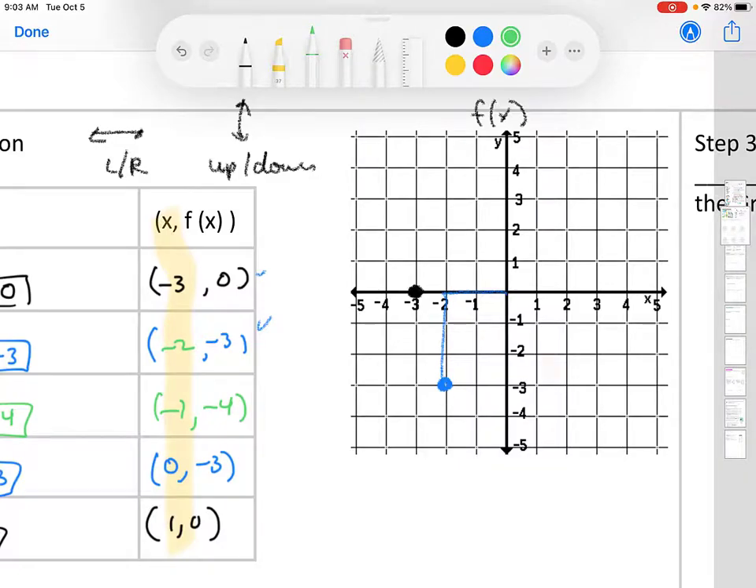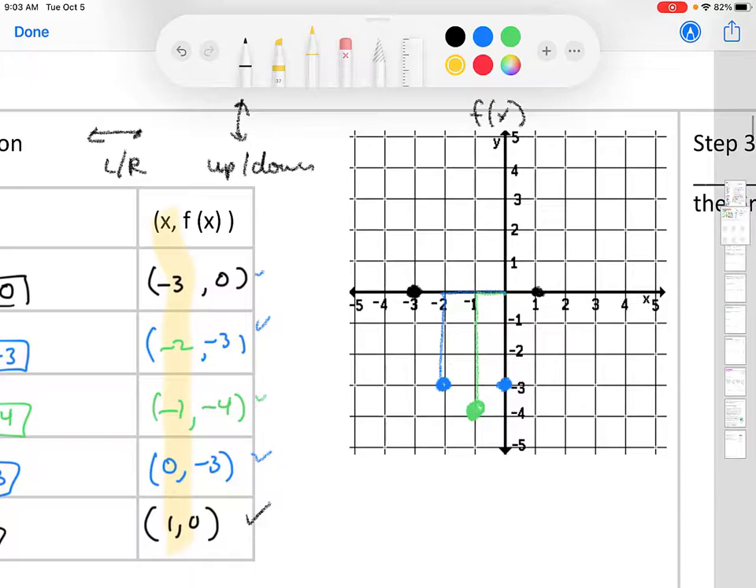Okay, so we did this one. Now let's do this green one. Negative 1, negative 4. So negative 1 on the x-axis, so that would be left 1. And then negative 4 would mean down 4. So right there. And then let's do the blue one, 0, negative 3. So on the x-axis, it's at 0. And then you're going to go down negative 3. And the last one, 1, comma 0. So that'll be right 1 and then stay, or 0 on the y-axis.